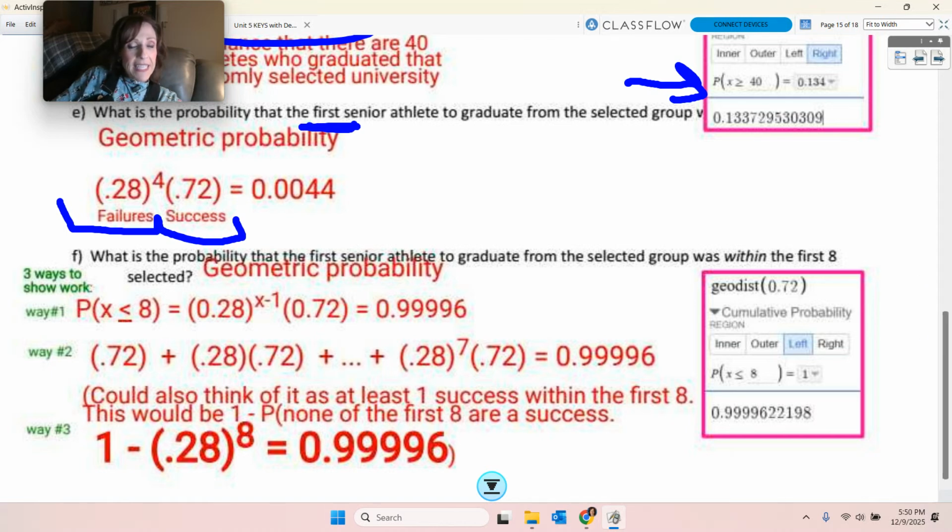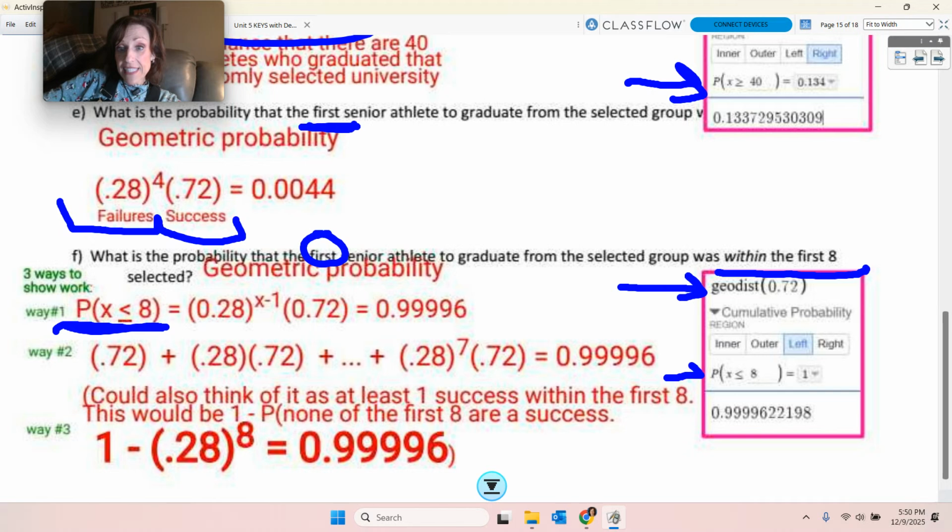All right, and then here is a geometric, but it is accumulating. So you can do this one of three ways. You can do this accumulation less than or equal to 8 because we want the first one that we come to be within the first 8. So I did a geometric distribution, and then I did less than or equal to 8.